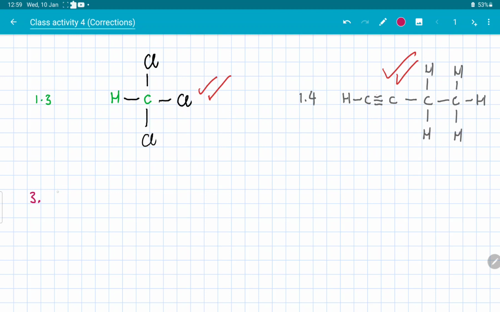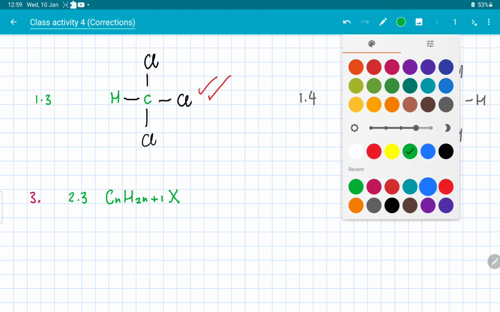Then for 2.3, it will be a haloalkane, so it's going to be CnH2n plus 1 X, with X standing for whatever halogen is present in the haloalkane molecule.